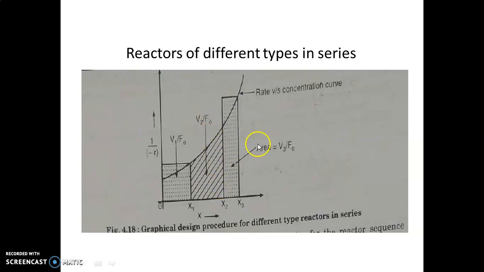And the third reactor is again a CSTR, so the conversion is x2 to x3. So you have to take the rectangular area, which is equal to F3 divided by F0. In this way, we can calculate the various areas from this graph for these reactors.